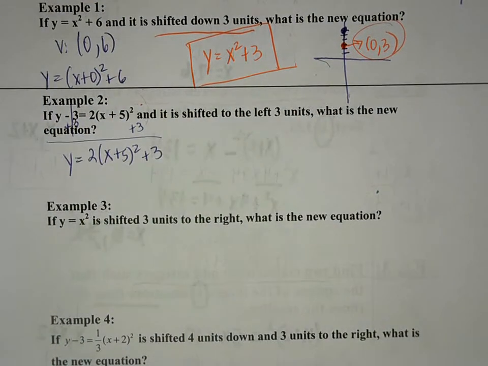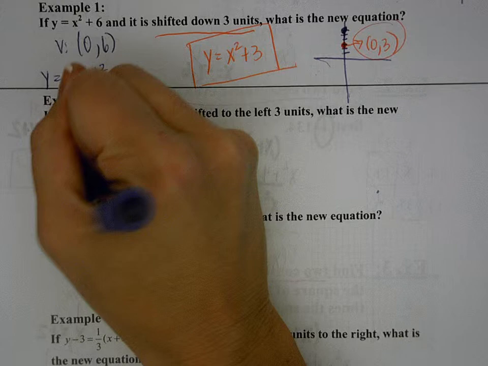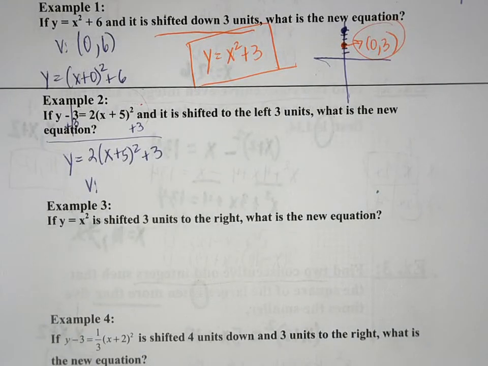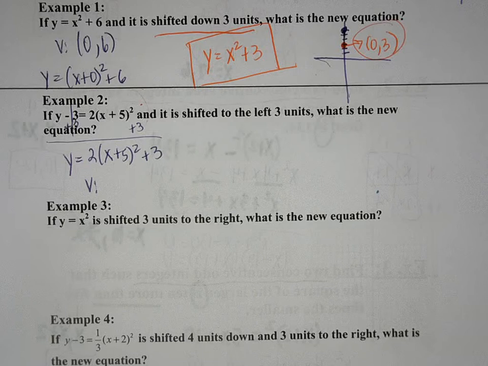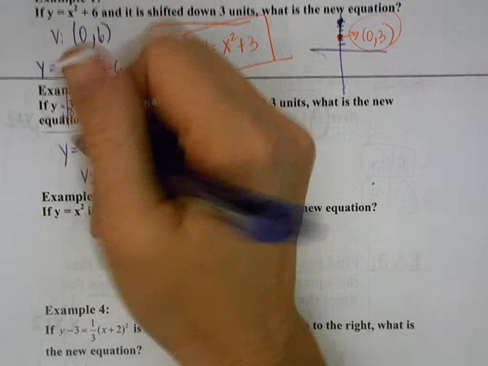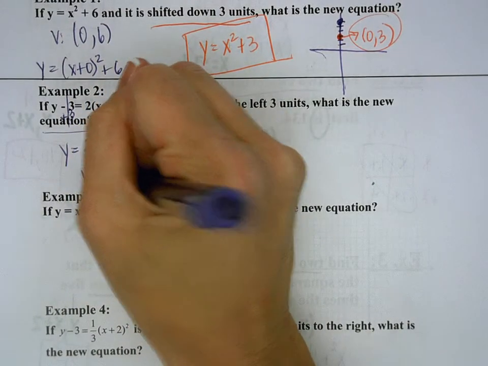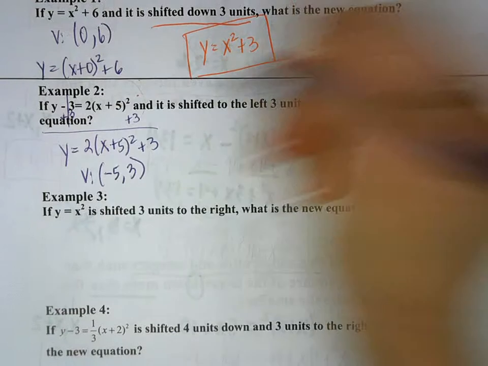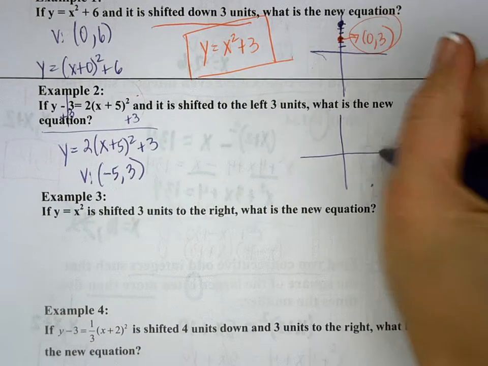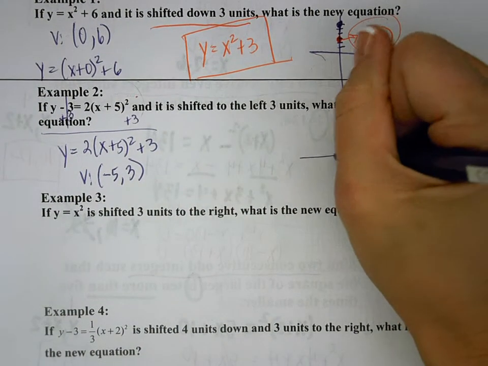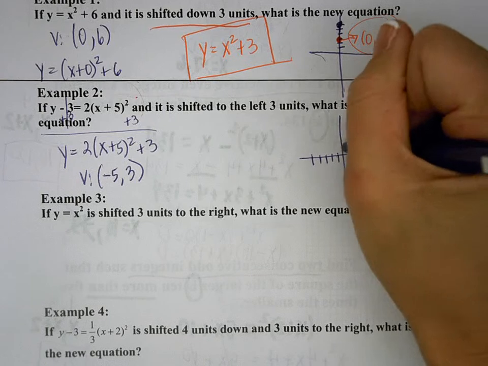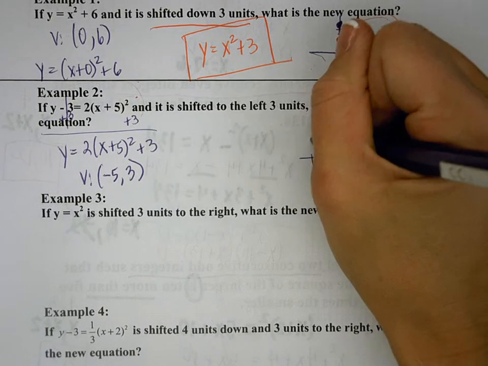So what is my vertex on this problem? Not 5. Remember, whatever's in parentheses is the opposite. So that's negative 5, 3. So if we go make a graph, I'm going to go left 5 and up 3 and make a point.